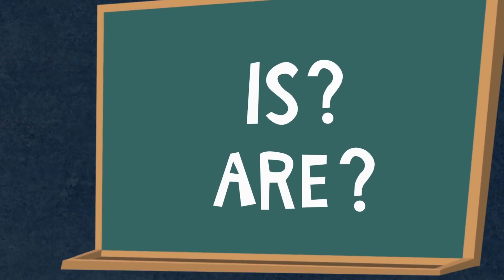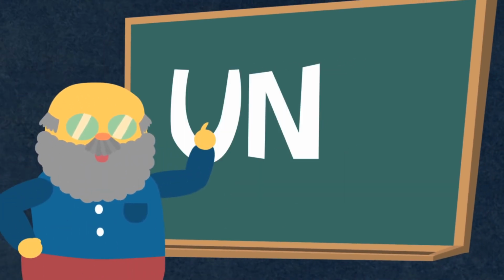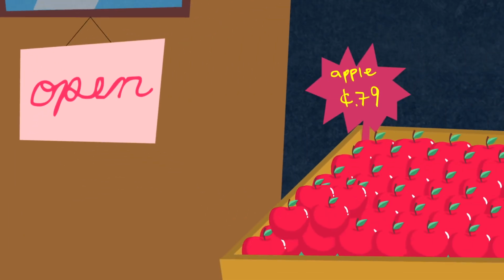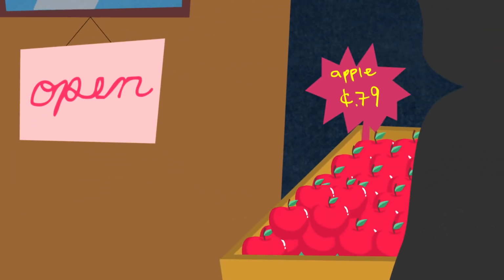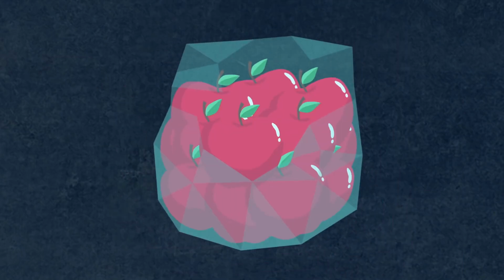Which is correct? A dozen eggs is, or a dozen eggs are? I remember being in elementary school and my teachers making a big deal about the unit, and I never really got that until one day I was in a grocery store and I wanted to buy an apple, but I couldn't buy one apple. I had to buy a whole bag of apples.